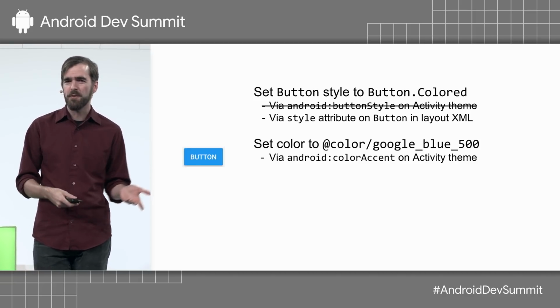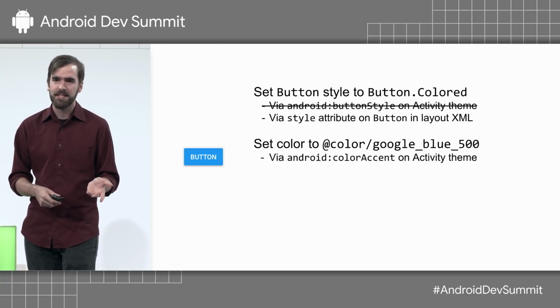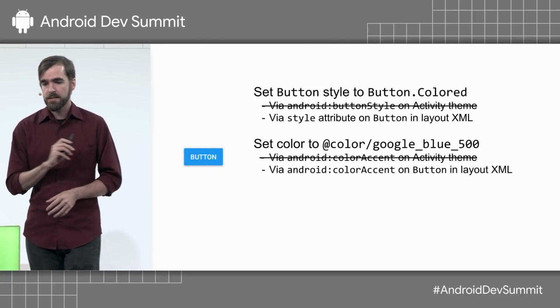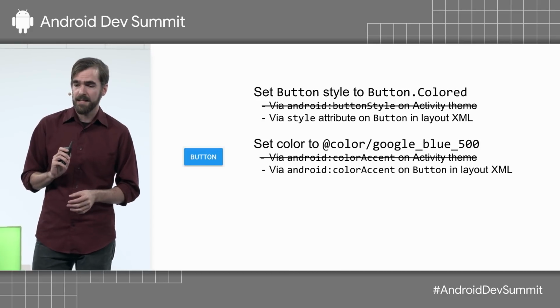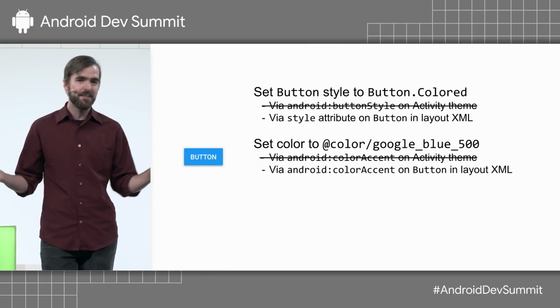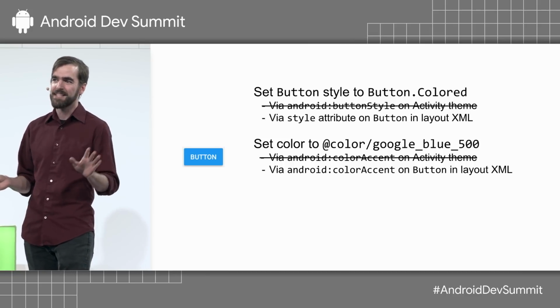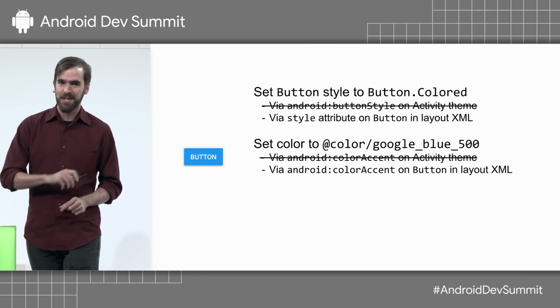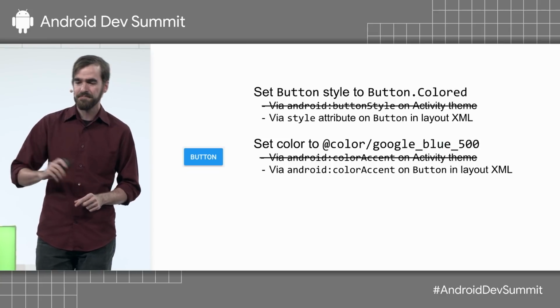And if you just do a search over the platform XML files for color accent, you'll see it in a lot of places. So instead, we could try setting it in layout XML. You'll notice that this does absolutely nothing because it's a theme attribute, and you shouldn't try to set theme attributes directly in layout XML. Theme attributes get set in your theme.